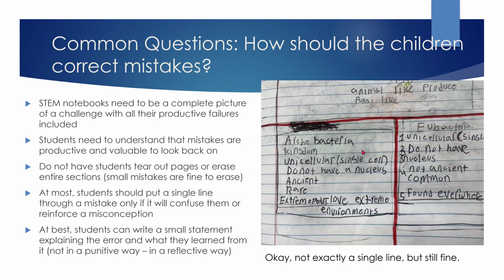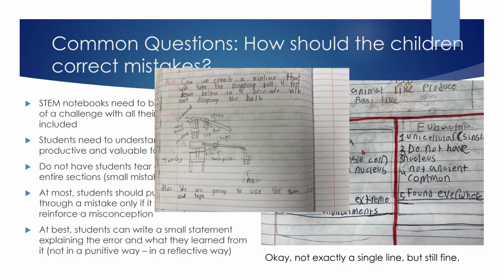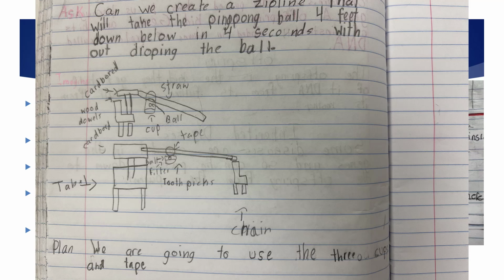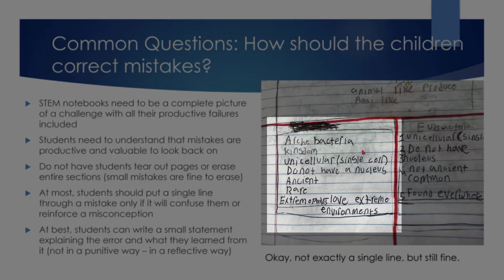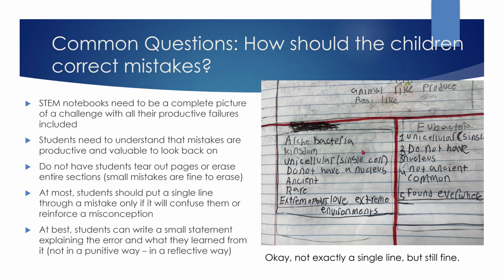So how should we have children correct mistakes that they make? The STEM notebooks need to be a complete picture of the challenge, including all of their productive failures and the little mistakes that happen. That's a part of the journey. So we want that stuff to stay in there. But sometimes it can either really bother a child, or we don't really want a misconception in front of them all of the time for them to remember the wrong way. So they can put a line through a mistake, or if it's a small mistake, they can erase it if they want to. What we want to avoid is them saying that an entire idea was bad or wrong. We want to really avoid that.